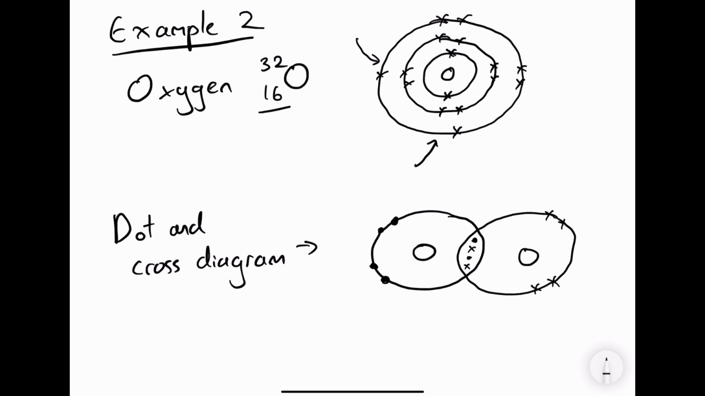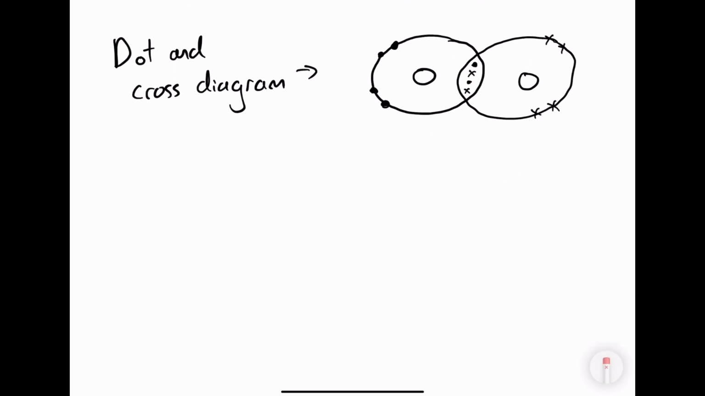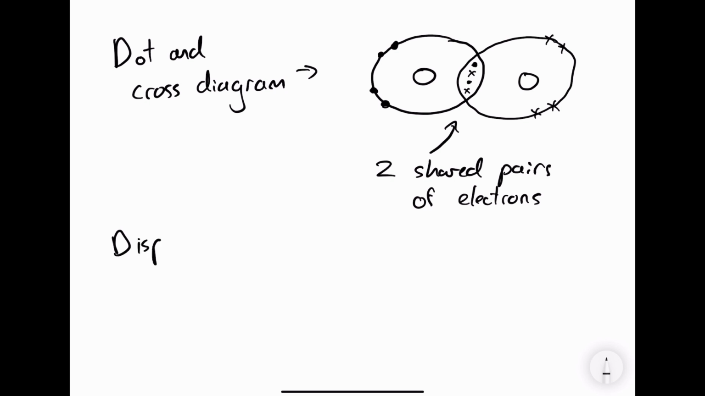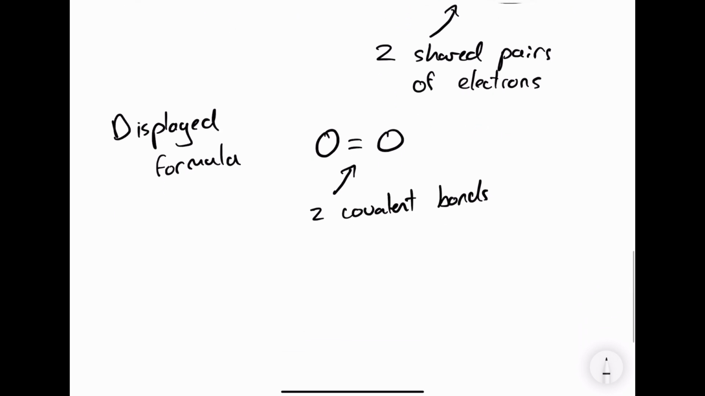So as you can see, each oxygen atom now has 8 electrons in its outer shell by forming 2 covalent bonds. Now the reason why this is 2 covalent bonds is because between the 2 oxygen atoms we have 2 shared pairs of electrons. So the displayed formula would look something like this. And you can see the 2 lines show the 2 covalent bonds. And the molecular formula would look something like this: O2, because there's 2 oxygen atoms in one molecule of oxygen.